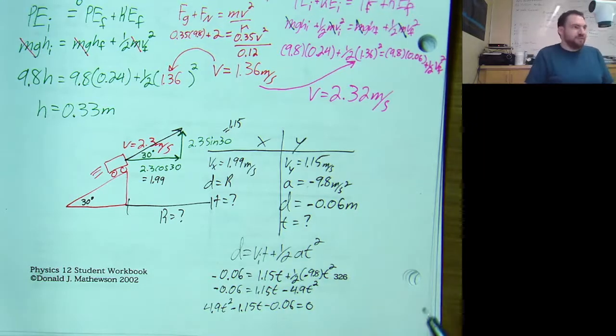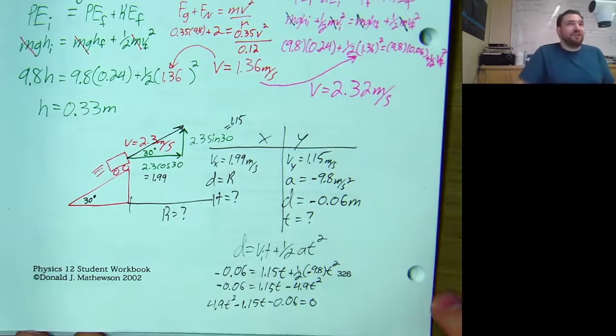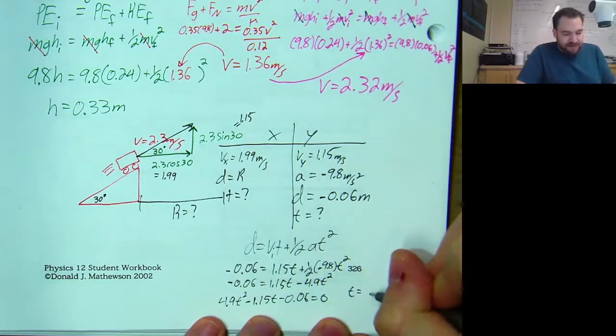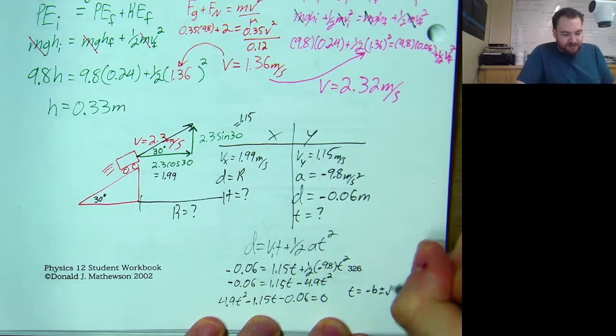One of the most useful things that comes out of Math 11, the way Math 11 is currently designed, it's the most useful thing that shows up. So we're going to get that t equals negative b plus or minus the square root of b squared minus 4ac all over 2a.